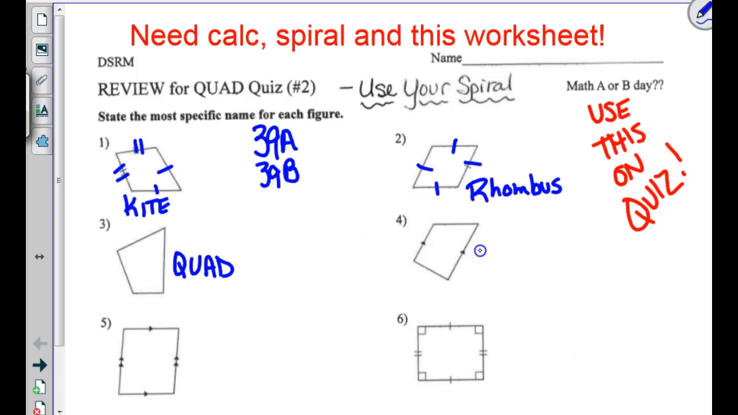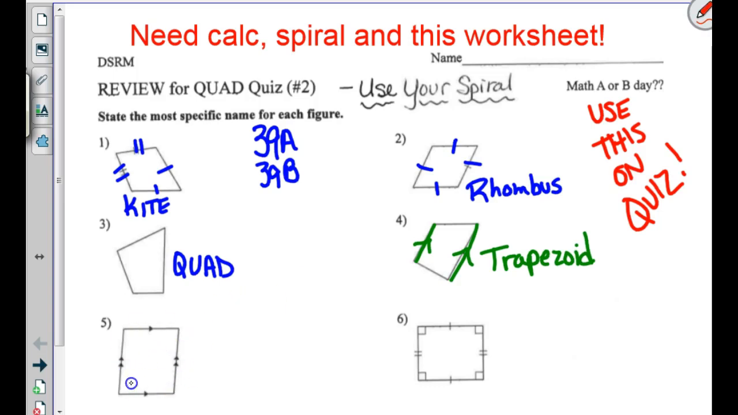This one has, we're going a little fast here. This one has 1 pair of parallel sides, but you don't know anything about the other 2 sides, so it's a plain trapezoid. If you had a mark on either of those 2 sides or both of those 2 sides, marking them the same, it would be an isosceles trapezoid. So be careful which is which.